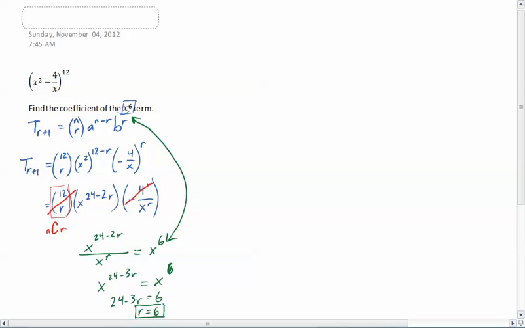Now remember, element 6 means actually the 7th term. Knowing that that's the 7th term actually isn't all that important, because now we can just plug all this into our equation, right? So now that I know that r is 6, I can do t of 6 plus 1, which is of course the 7th term: 12 choose 6, and then I'm going to go x squared to the 12 minus 6, and then negative 4 over x, all to the 6th power. So now that I know what r is, I can just go ahead and plug that into the equation. And so now I've got the 7th term is 12 choose 6.